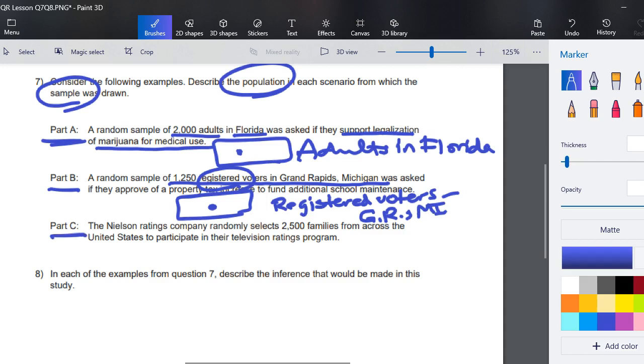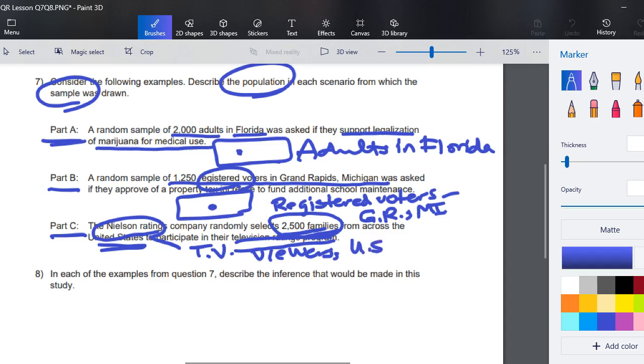Finally, the Nielsen Ratings Company selects 2,500 families from across the United States to participate in their television rating program. I've got this drawn up pretty rough looking there. In this particular question, we notice Nielsen ratings, and you have to know that those are from television. And then we notice that they're selecting families, and we notice it's the United States. So this is definitely going to be TV viewers, and it's definitely going to be the United States.